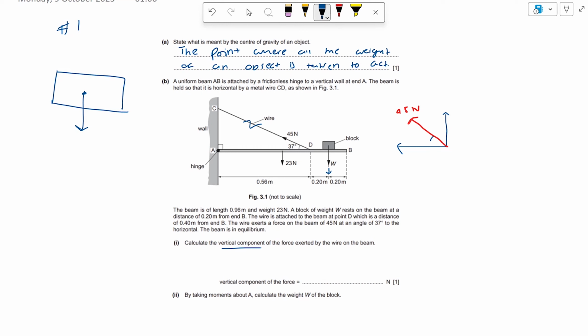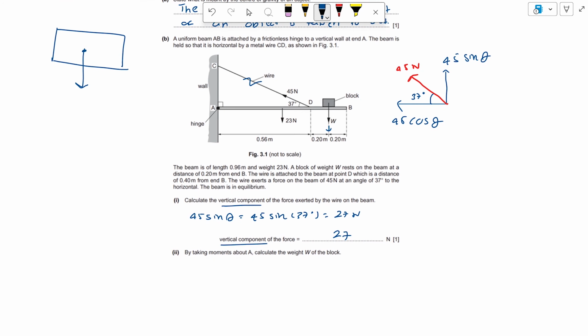So we know that the angle here is 37 degrees. So when resolving, we will be getting 45 sine theta on our vertical axis and 45 cos theta on our x-axis, or the horizontal component. So the vertical component is going to be 45 sine theta, which is 45 sine 37 degrees, is equal to 27 newtons.